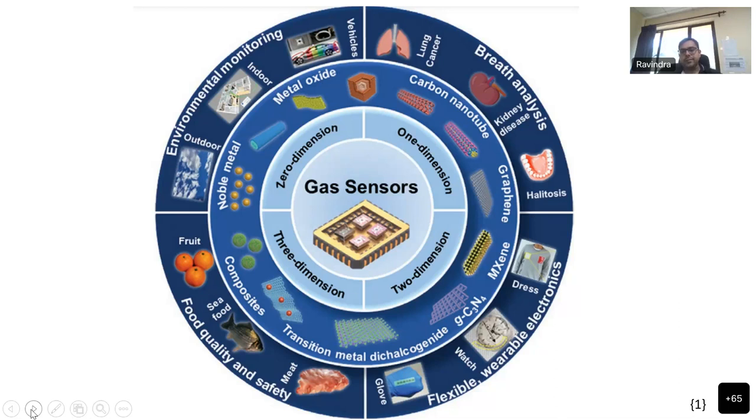Similarly, for flexible wearable electronics, nowadays the sensors are being integrated into dresses, watches, your gloves. So at various fronts, I would like to say that this gas sensors field is emerging. Although it has been explored since the 1950s, the area is very broad and the application is really broad.